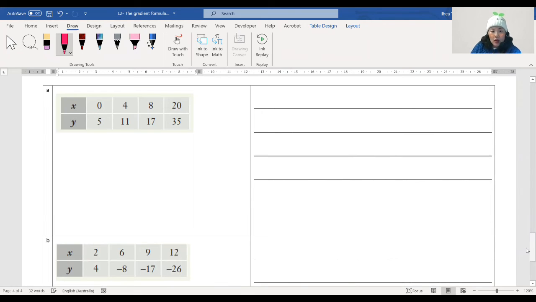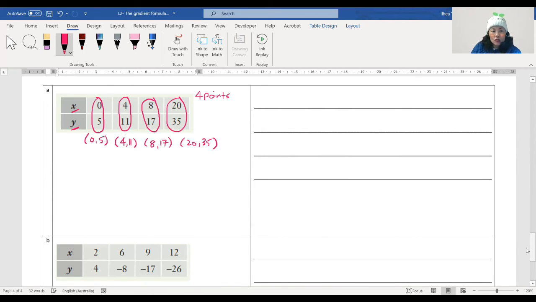Now, each one of these is actually a point, okay? A point and a point and a point. So you got 4 points here, really. Here we got 0 and 5, because you have to write the x first, then the y. The second one is 4 and 11. The third one is 8 and 17. And then 20 and 35. So you got 4 points here.